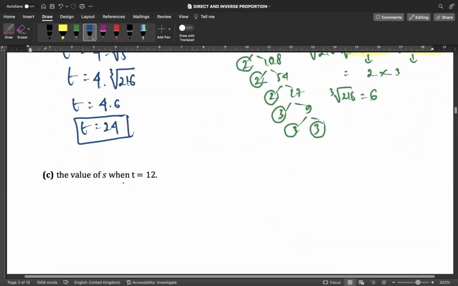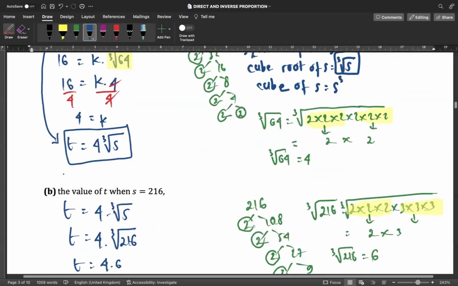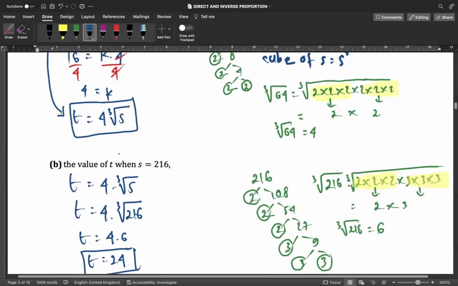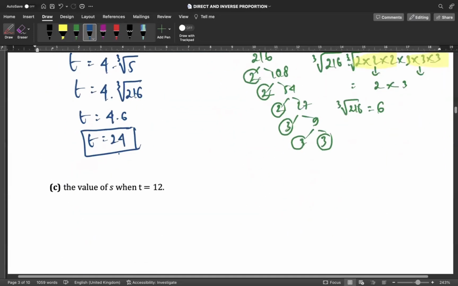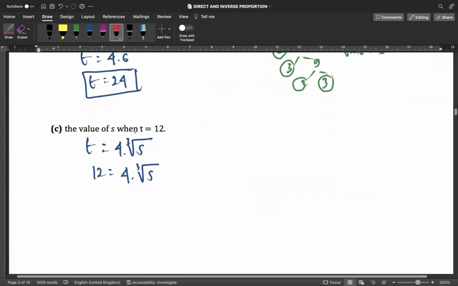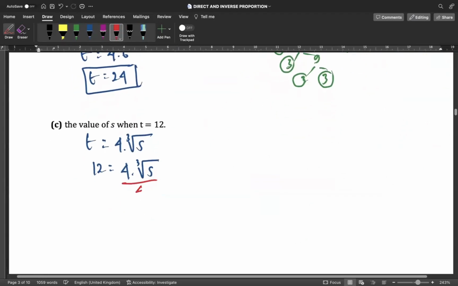Next, let's find the value of s when t equals 12. To find the value of s, we can use the equation in A. So let's write again the equation. The equation is t equals 4 times cube root of s. t is 12, equals 4 times cube root of s. To make s alone, first, let's get rid of 4. To get rid of 4, we divide both sides by 4. 12 divided by 4 is 3.